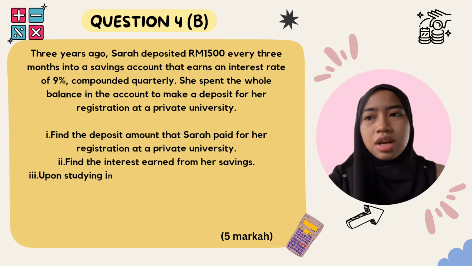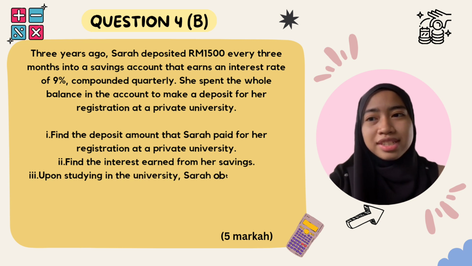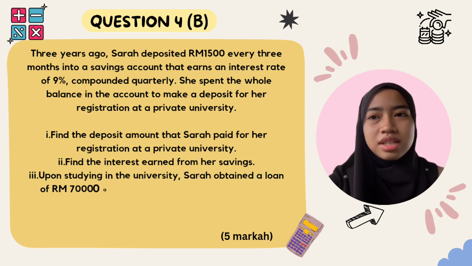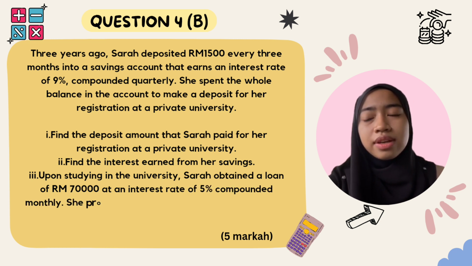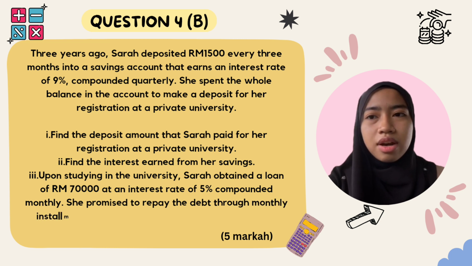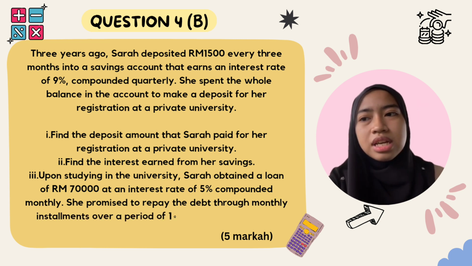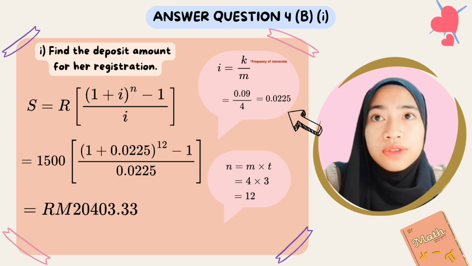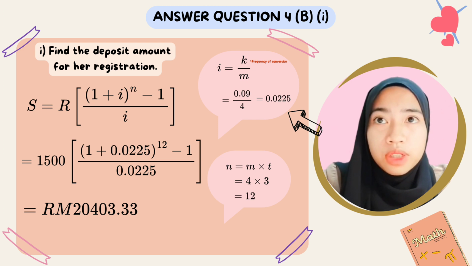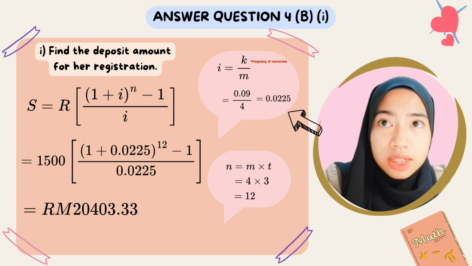For B3, upon studying in the university, Sarah obtained a loan of 70,000 at an interest rate of 5% compounded monthly over a period of 10 years. Determine the monthly payment amount. So for the question B1, we should find the deposit amount for her registration.